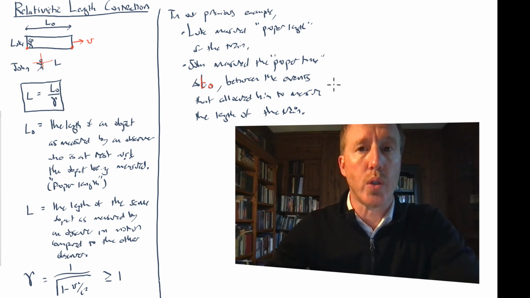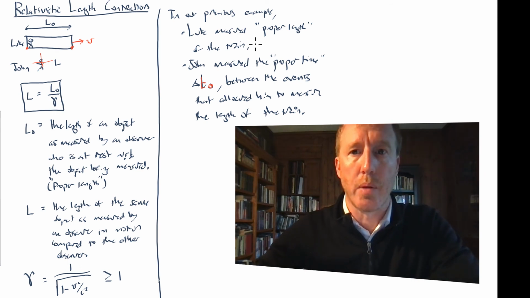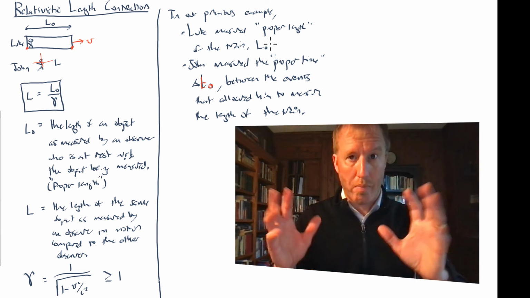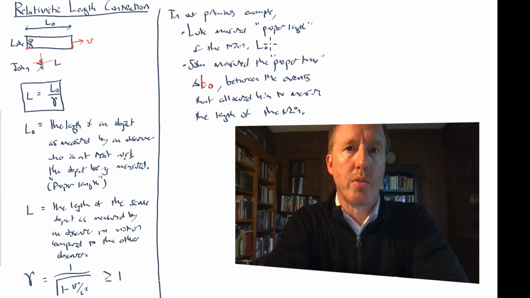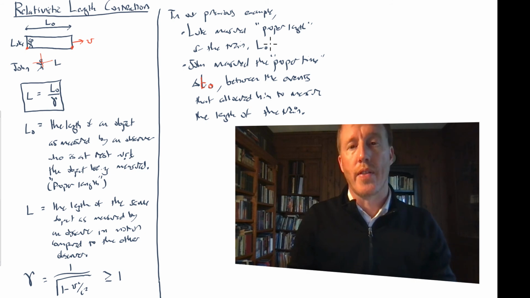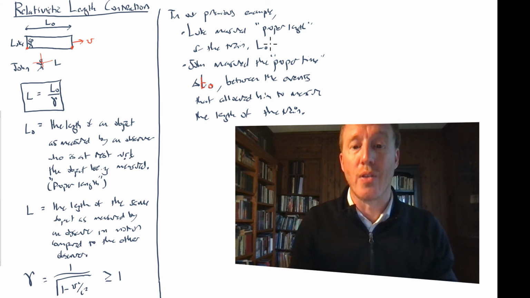But it is Luke who is measuring L naught, the proper length of the train. So you shouldn't be thinking in your mind that somehow one of them is measuring both the proper length and the proper time, and so that's the proper measurement. That's not at all how you should interpret this. Rather, one of them measures the proper length, the other measures the proper time between events to measure the length.